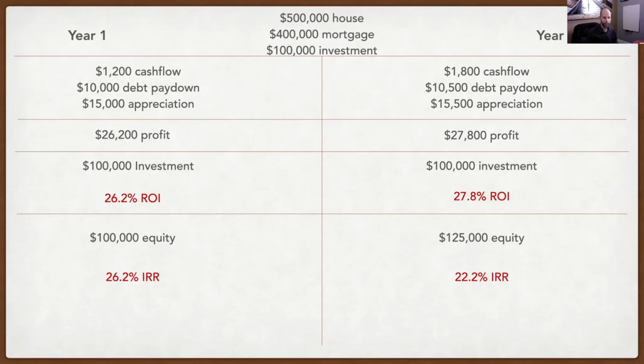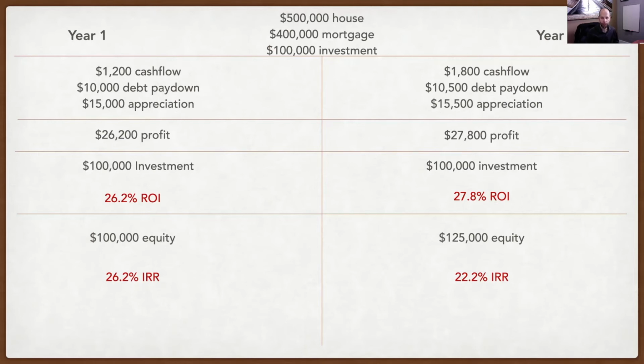Again, your initial investment hasn't changed. It was still $100,000. That means in year two, you're seeing a 27.8% return on your investment. That's pretty good. And that's how you see real estate will continuously get better the longer you own it. It's the analogy of planting a fruit tree.